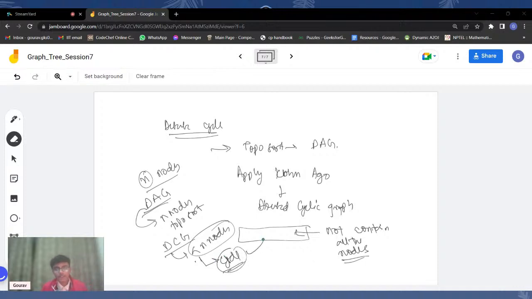So all we have to do is apply Kahn's algorithm and count the number of nodes we are entering into our toposort array. If that is not equal to n, or in fact if it is less than n, then we can say that yes, there was a cycle in my graph.